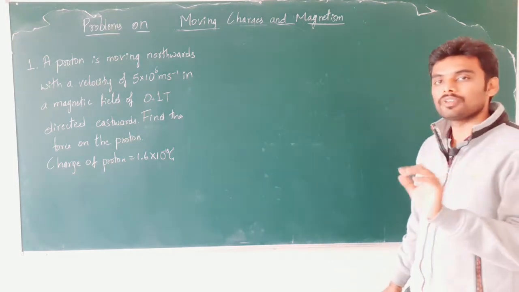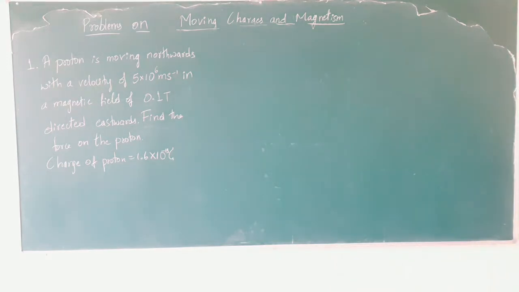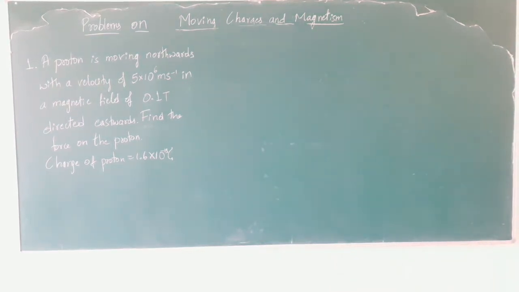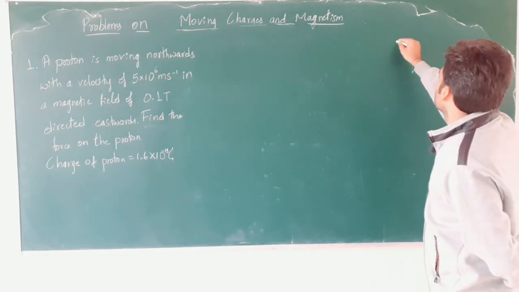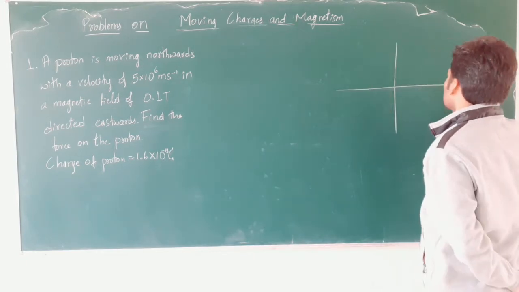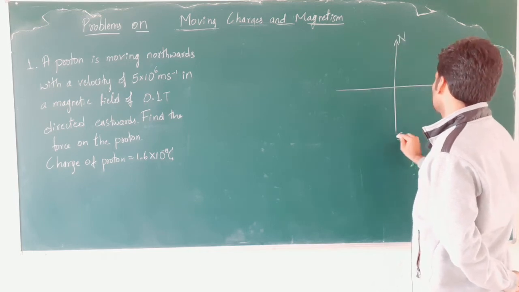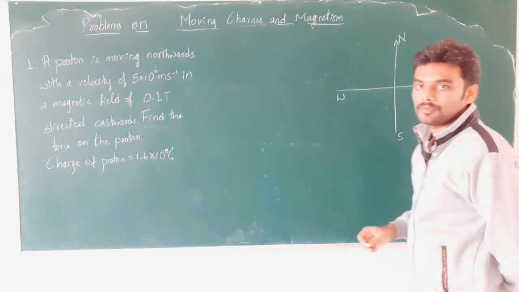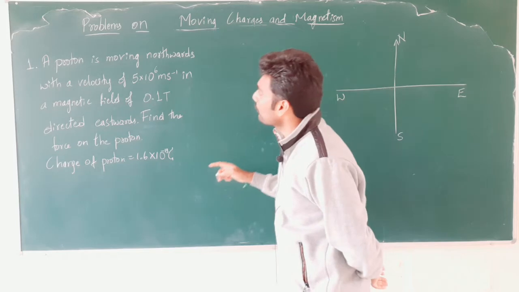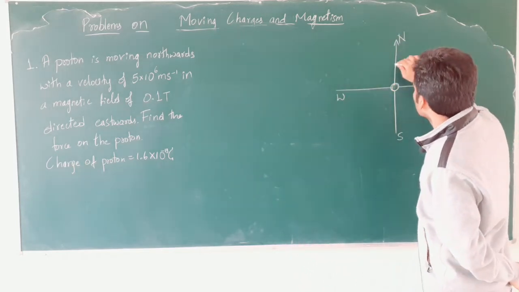Now, we first need to picturize the given problem. According to the given problem, what we have here is a proton moving northwards. So, we need to make a diagram of directions. If I call this north, this south, this will be our west and this will be the east, right? And according to the problem, the proton is moving northward. So, at this point, let us assume that the proton is here and is moving northwards.